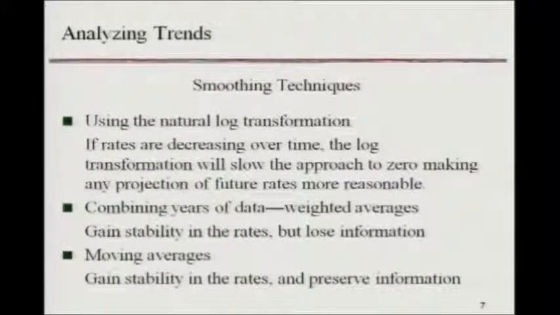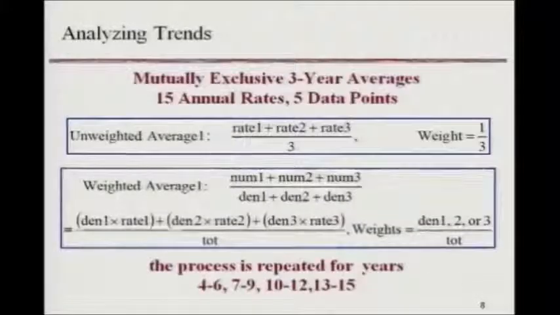So what many people do is rolling or moving averages, where you've got overlapping rates, so you're going to both gain stability and maintain enough data points. You're not going to lose sample size on that dimension.